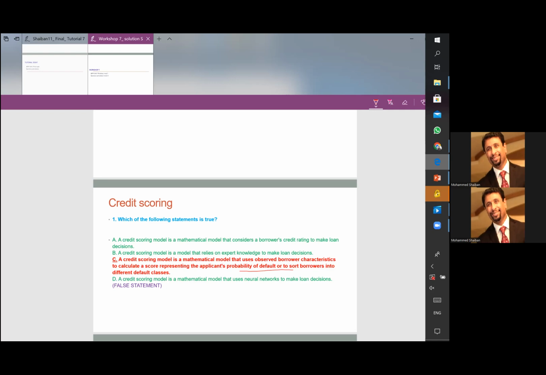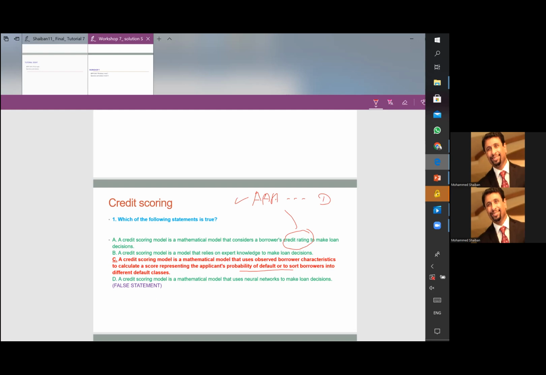So why A is not right? It said the credit scoring is a mathematical model, considering the borrower's credit rating. Credit rating means whether you are triple A, what we call the rating agency's rating, until you reach D. So over 10 ratings. No, we don't use that one, but what we use is the credit scoring.